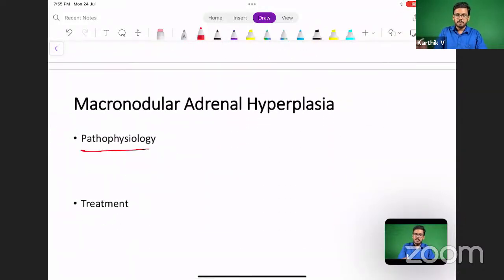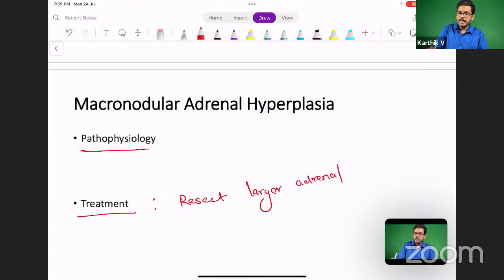Pathophysiology, we have learned it could be intraadrenal ACTH or aberrant expression of other hormones and their receptors. And how do you treat? If the patient is having florid Cushing syndrome, even though both adrenals are involved, you resect the larger adrenal.